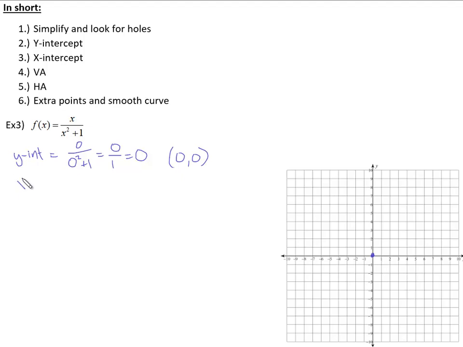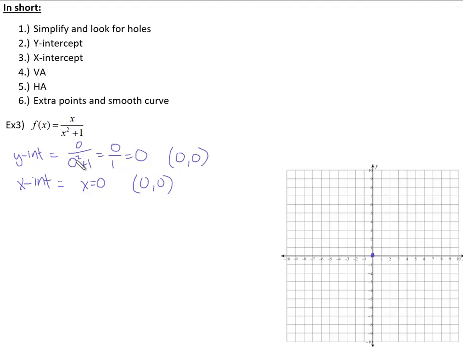Next I want to find my x-intercept, and that's the value of x that makes the numerator 0. When does x equal 0? Well, when x is 0. So that actually gives me (0, 0). Hey, that's both my x and my y-intercept. What do you know?